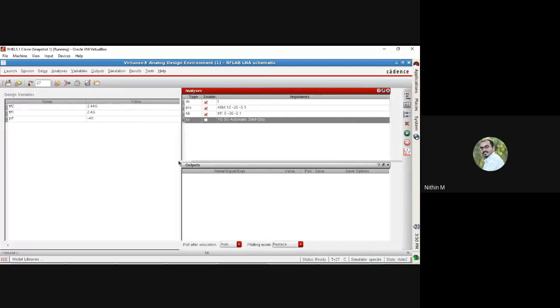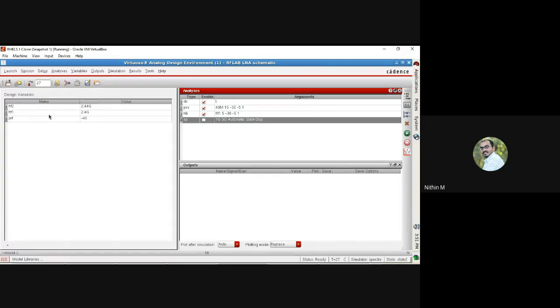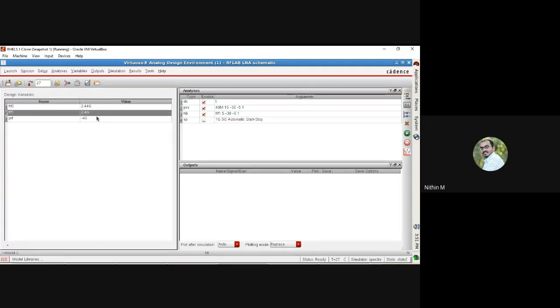Again, don't worry about the analysis. I have kept certain analysis over here. I have defined two frequencies, FRF1, which is 2.4 GHz, and FRF2, which is 2.44 GHz. With these two inputs, I can actually do a two-tone test. But for this example, I'll be providing only FRF1 as the input signal, and I'll be showing the responses.